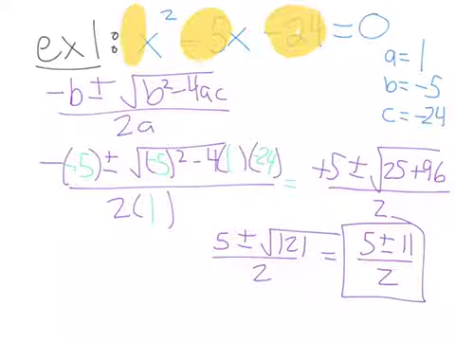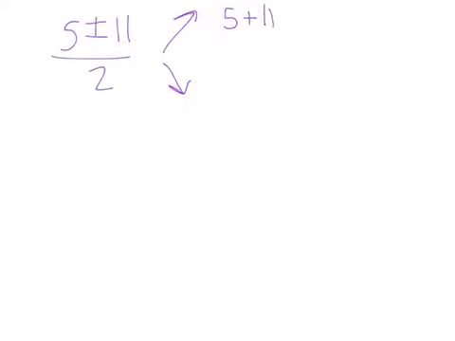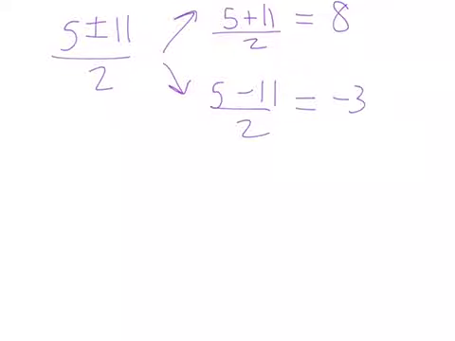So I'm going to switch slides so I give myself a little more room, and I'm going to rewrite what we have. So we have 5 plus or minus 11 divided by 2. This is really two separate problems. I'm going to write it once with the plus sign, and I'm going to write it once with the minus sign. So on top I get 16 divided by 2 is 8, and on the bottom 5 minus 11, negative 6. Negative 6 divided by 2 is negative 3.